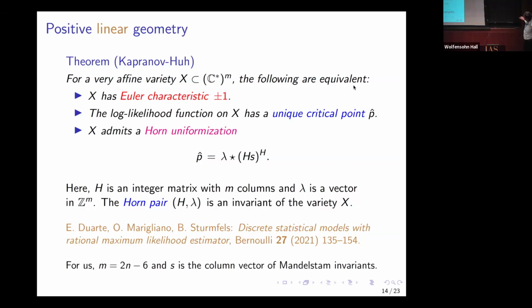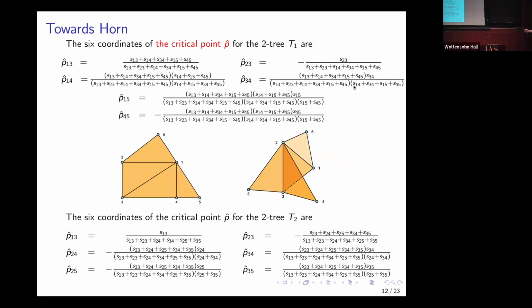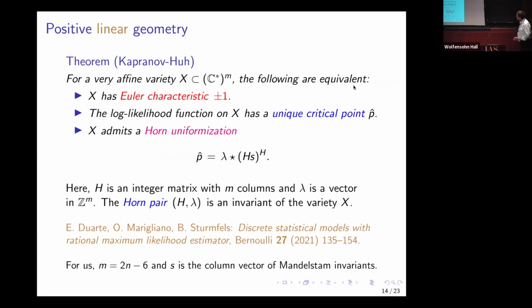So this is a vector of length m. The star is the entry-wise or Hadamard product. So I multiply the m coordinates of this vector coordinate-wise with the coordinates of that vector, okay? And as I said, in our application, m is 2n minus 6, and s is the column vector of Mandelstam invariants. So this is the shorthand notation for these formulas. The combinatorial structure of these formulas is summarized in this expression.